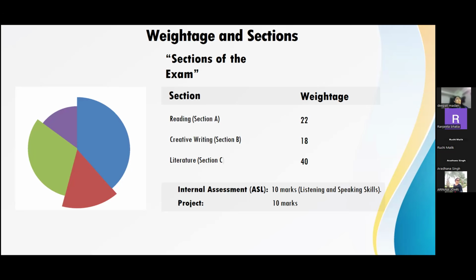The second question is generally the case-based question. Then we have creative writing section, which is tested for 18 marks, and there are 4 different styles of writing genres. And finally, we have literature, which is for 40 marks. Also, there is an internal assessment for 20 marks, where we are assessing their listening and speaking skills. And also, there is a project for 10 marks.